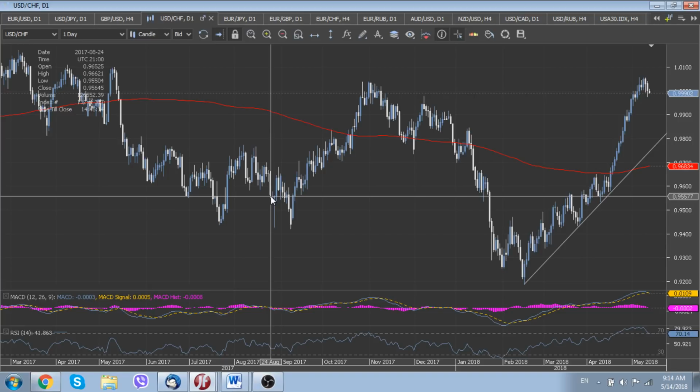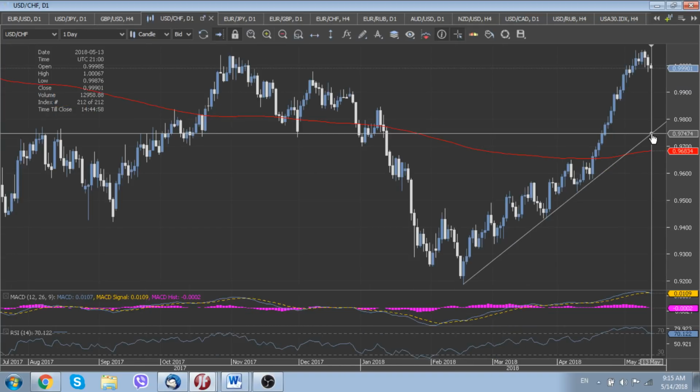Anyway, the pair still remains rather buoyant while trading above its current bull trend located around 0.9750, and while above that level, any kind of corrective pullbacks to that region should present a buying opportunity right now for the dollar Swiss.